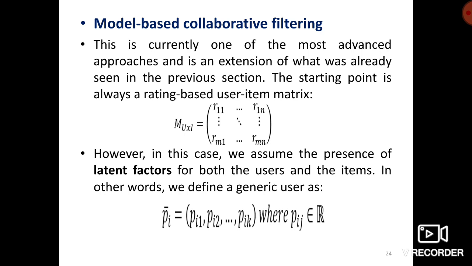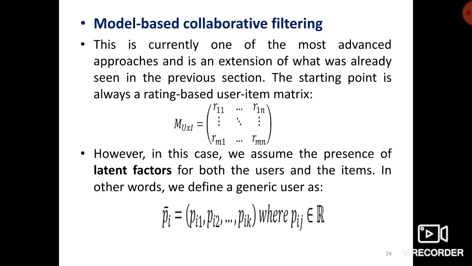Now model based collaborative filtering. In this model based collaborative filtering, this is currently one of the most advanced approaches, and it is an extension of what was already seen in the previous section. The starting point is always the rating based user item matrix. This is similar to the previous one.